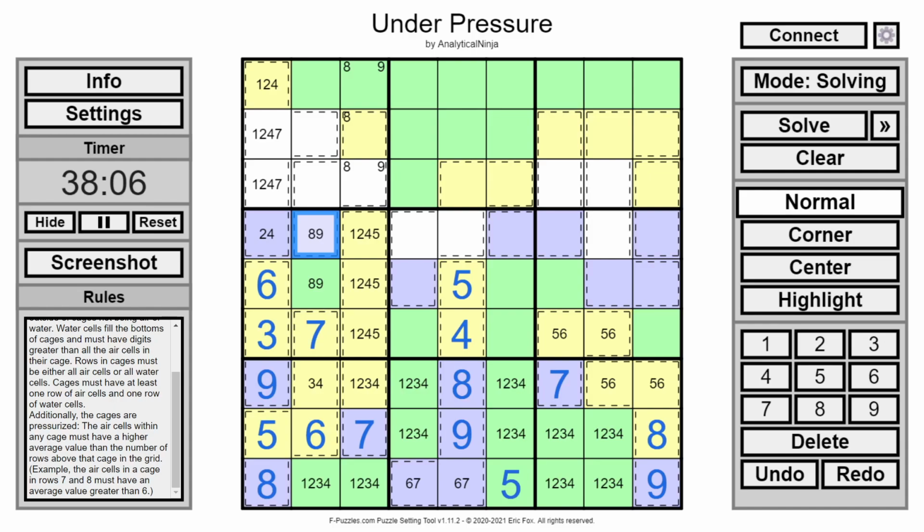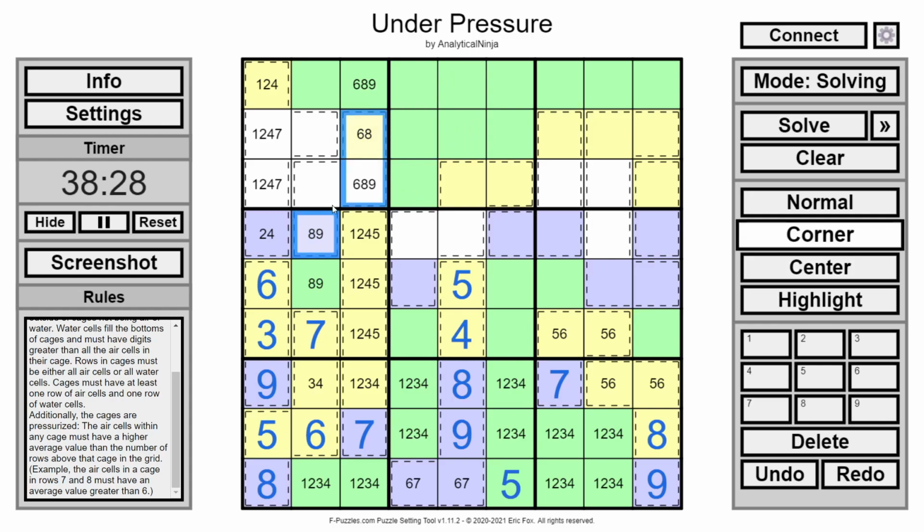Okay, let's see. 1, 2, 3, 4, 5? Is that all the digits? I think it is. So that would make this not 1, 2, 3, 4, 5, and also not 7, actually. So this is 6, 8, 9. Still, this can't be 9.